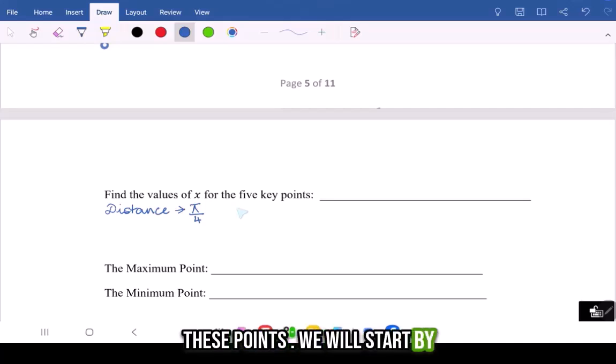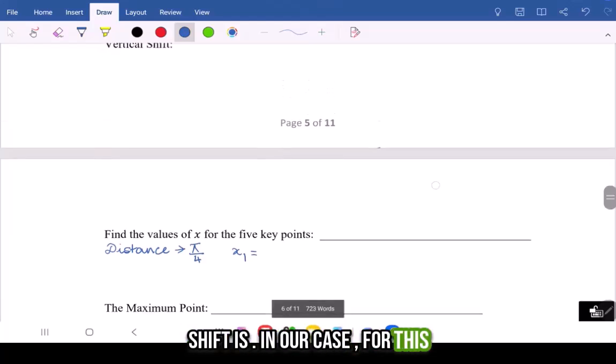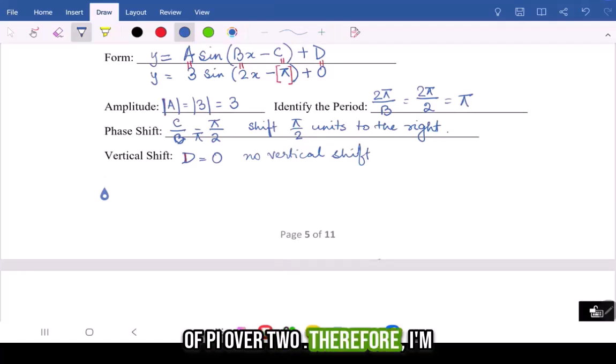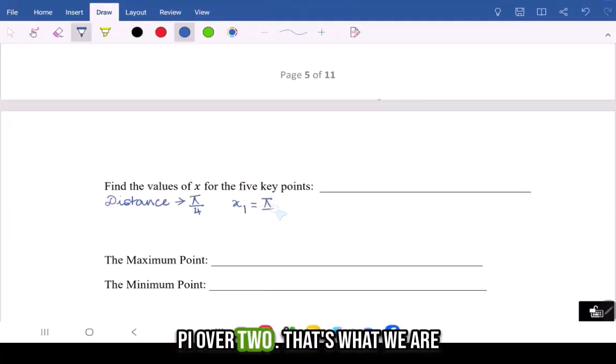We will start by finding x sub 1. Now, if there is no phase shift in your function, then make x sub 1 equal to 0. However, if there is a phase shift, then make x sub 1 equal to whatever the value of the phase shift is. In our case, for this function, we have a phase shift of pi over 2. Therefore, I'm going to make x sub 1 equal to pi over 2. That's what we are going to start with.